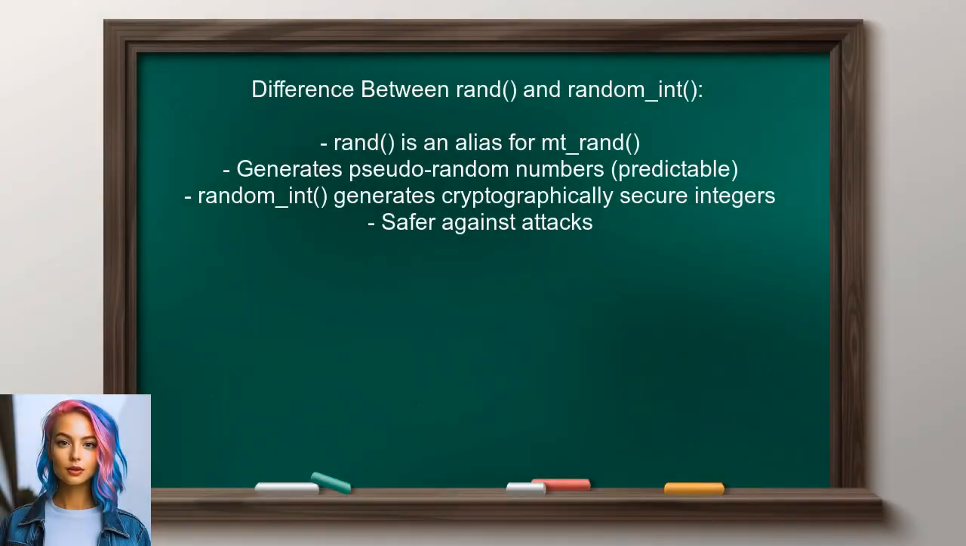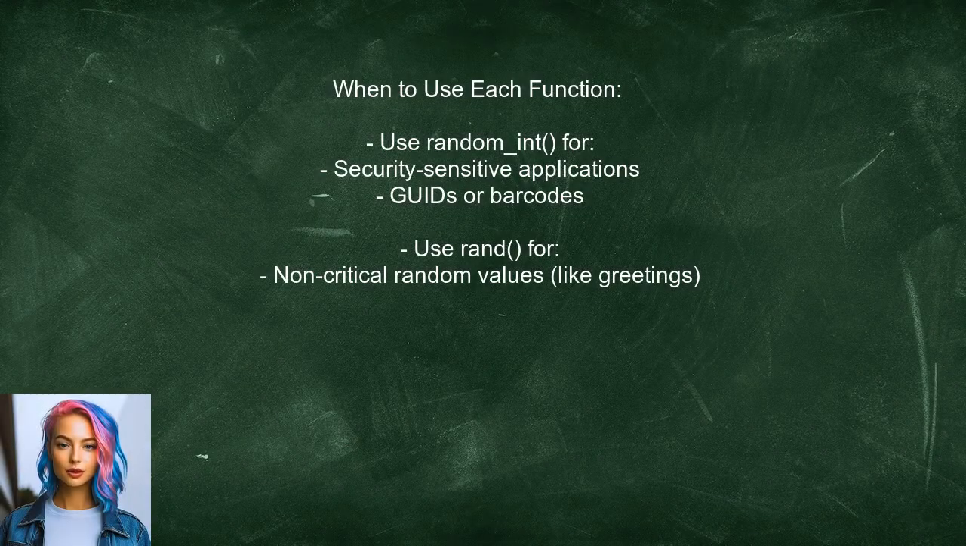This user explains the differences between rand and random_int. They note that rand is an alias for mt_rand, which generates pseudo-random numbers that can be predictable. In contrast, random_int provides cryptographically secure integers, making it safer against attacks. For security-sensitive applications, like generating GUIDs or barcodes, random_int is preferred because it doesn't repeat values and is less predictable. However, if you're just displaying random greetings, rand is sufficient.